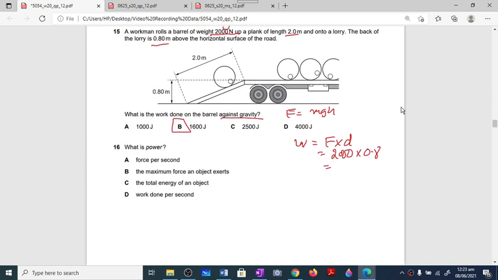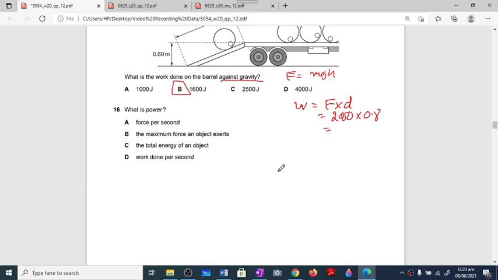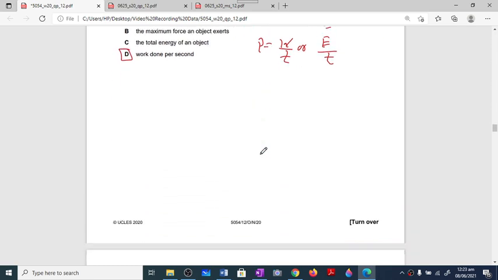For question number 16, what is power? The power formula, if you remember the formula, is work done over time, or power is energy over time. So for question number 16, option D is the valid option.